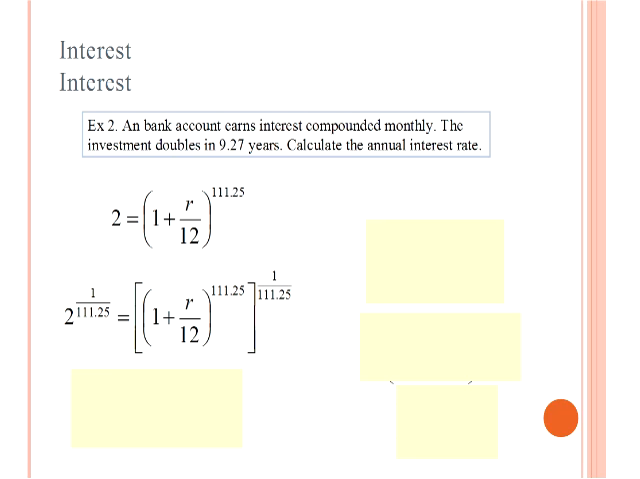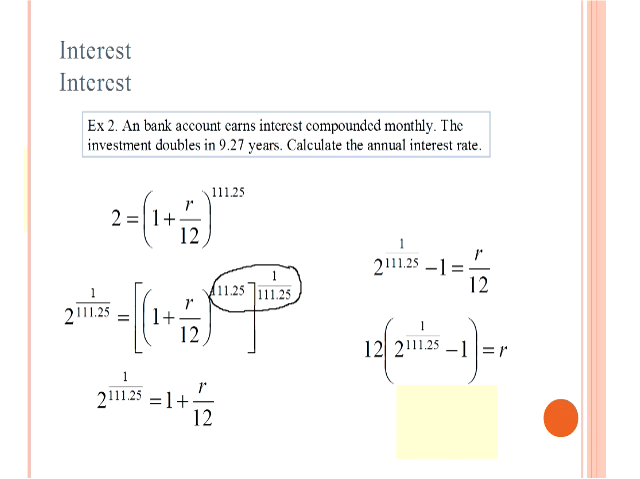On the right-hand side, I have a power of a power, which is going to be equal to 1, and then multiply those exponents. And so now I can subtract 1 from both sides, and multiply both sides by 12, and then solve using my calculator. And so the calculator says that an account earning 7.5% interest compounded monthly will double every 9.275 years.